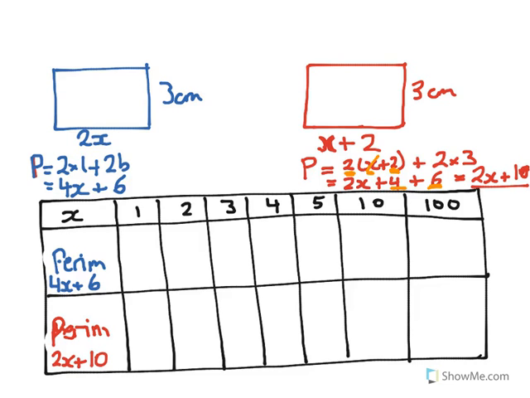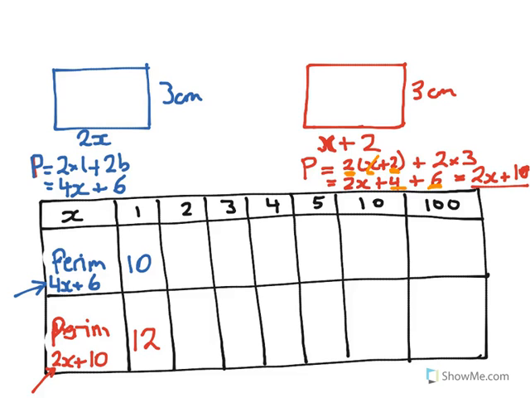Now we're going to fill in some numbers here and see what the difference is in the perimeter. So let's look at the perimeter when x is 1. If we put x equals 1 into our equation, 4x plus 6, 4 times 1 is 4, plus 6 is 10. What about here in the red rectangle? Here we have 2 times 1, which is 2, plus 10 is 12. So when x equals 1, the red rectangle has the larger perimeter.